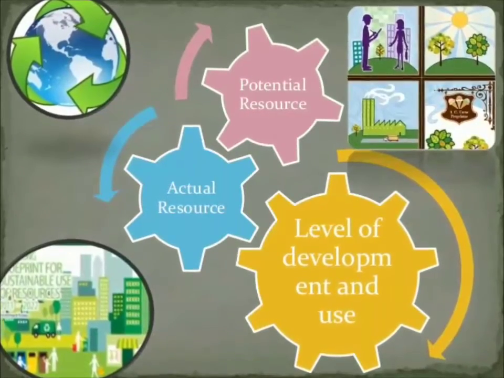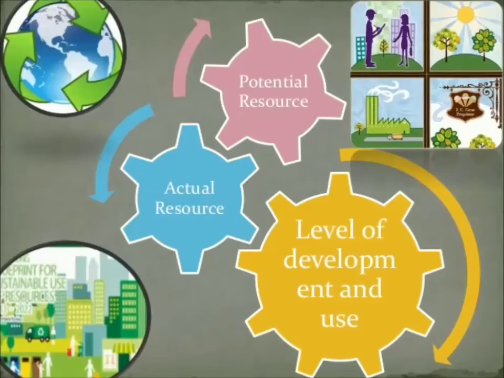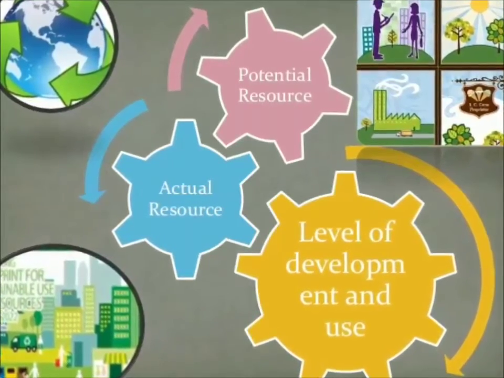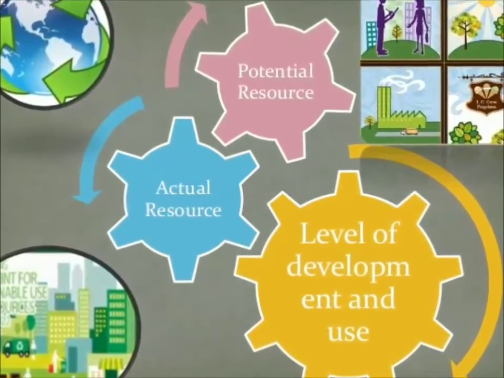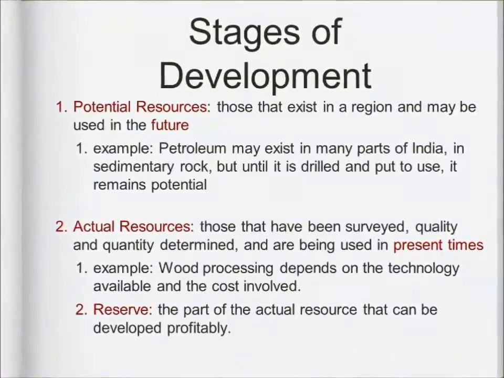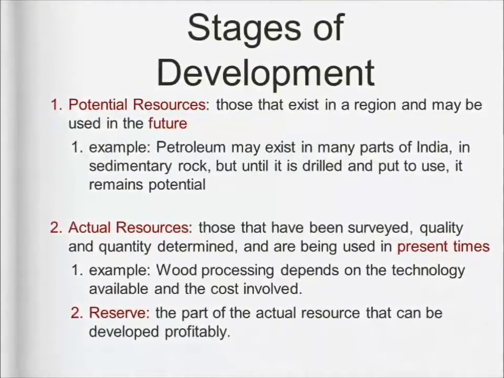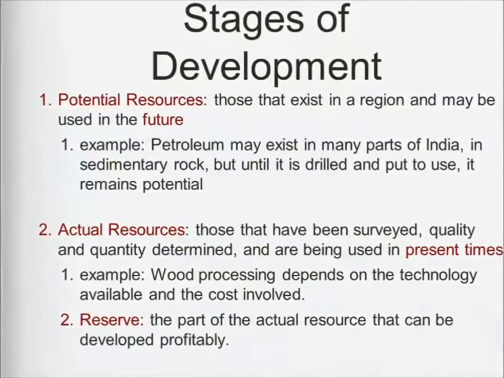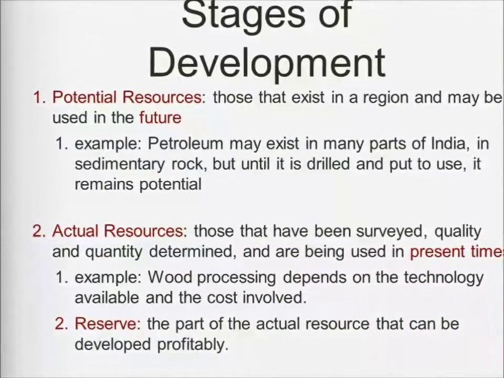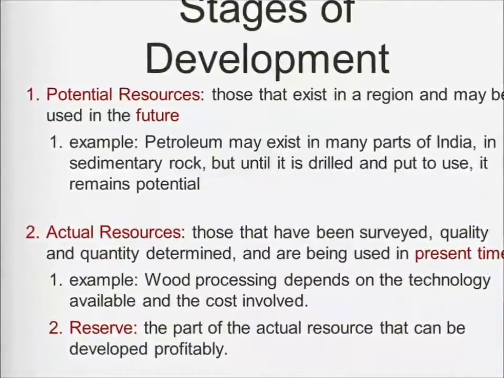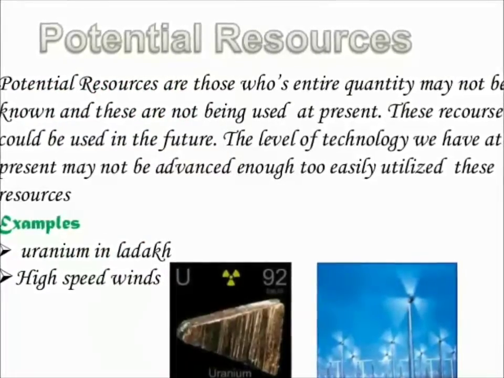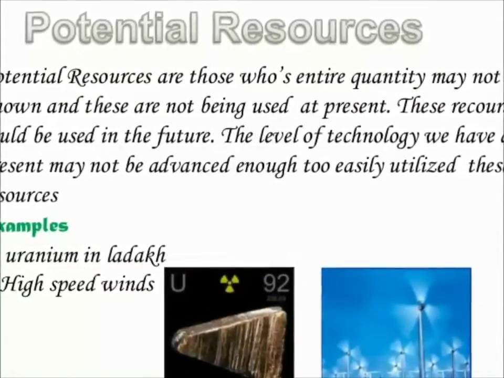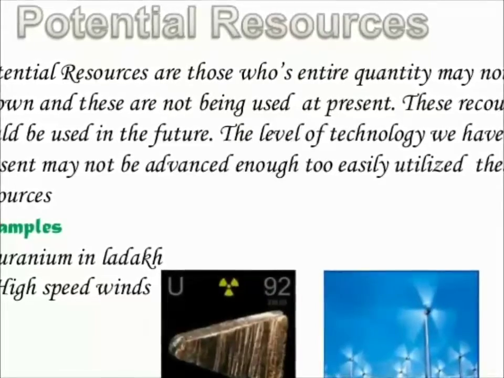And the next one is on the base of level of development and use. On the base of level of development and use, it can be potential resource or actual resource. Potential resources are resources which have uses and utility but are not being used fully at present. That means resources are available but are not being used presently, which can be used in future whenever our technologies develop a lot.